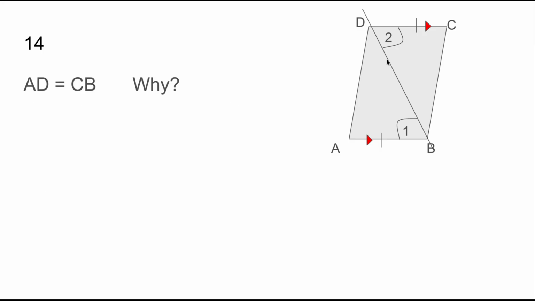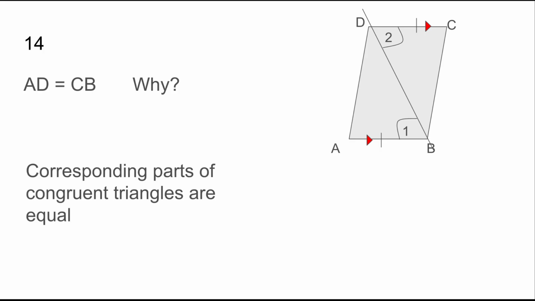Number 14, AD equals CB. So now we're talking about these left and right sides of our parallelogram. How do we know that they are equal? Well, we know that these triangles are congruent, and so therefore the corresponding parts of congruent triangles are congruent and equal. So we know that this angle and this line is congruent, and so therefore we also know that all of these angles and all the sides of these two triangles are equal, and AD and BC are, when we're looking at this, the lengths and sides of triangles within this parallelogram.